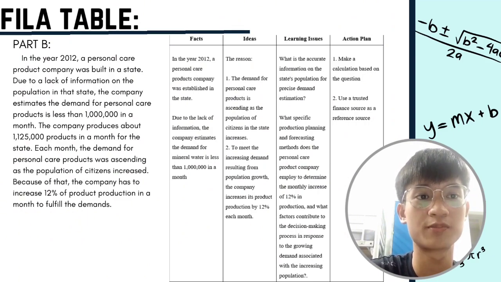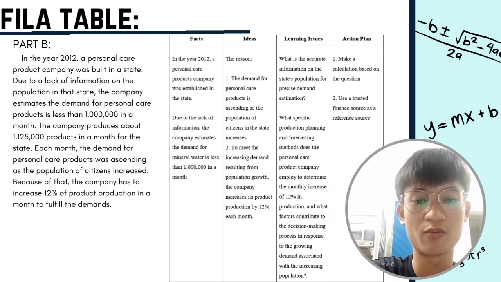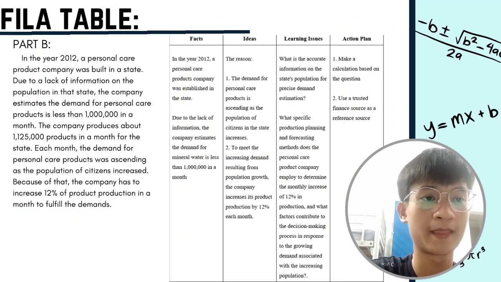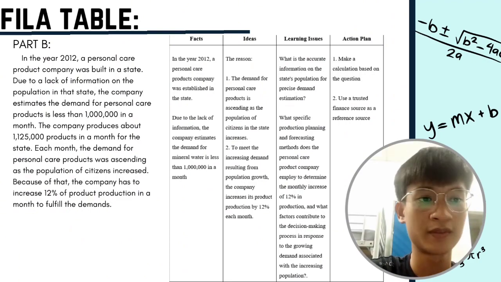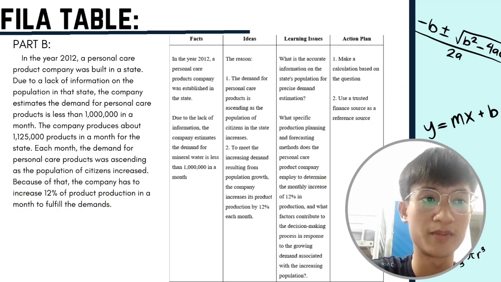So for the facts of this project, we can know that in the year 2012, a personal care product company was established in the state, and due to lack of information, the company estimates the demand for the personal care product is less than 1 million in a month. And next, the idea is that the demand for the personal care product is ascending as the population is increasing, and also to meet the increasing demand resulting from population growth, the company needs to increase its product, which means it needs to increase 12% of product every month.